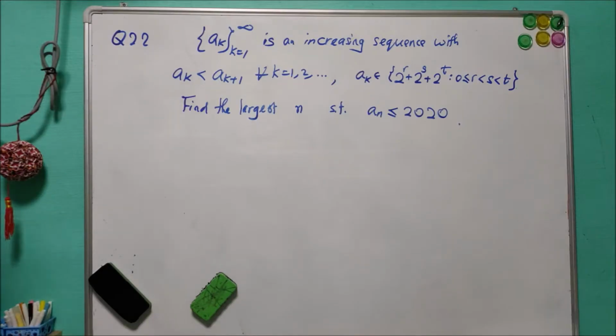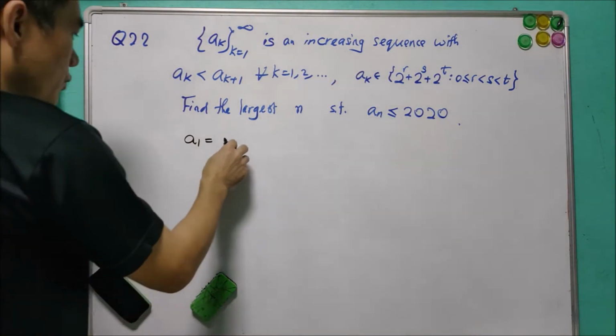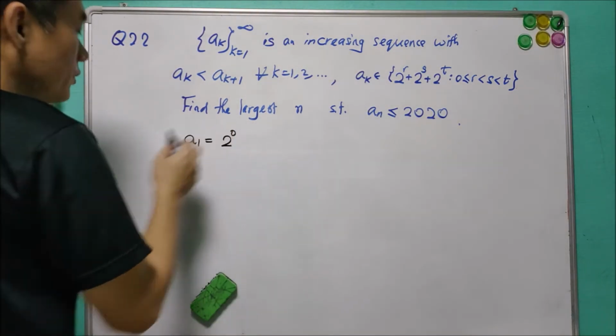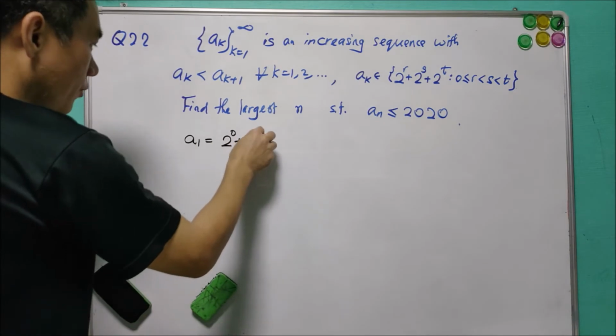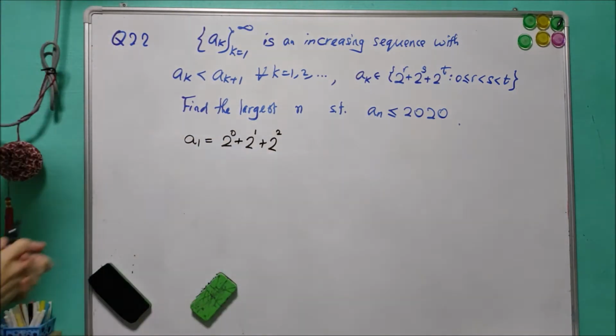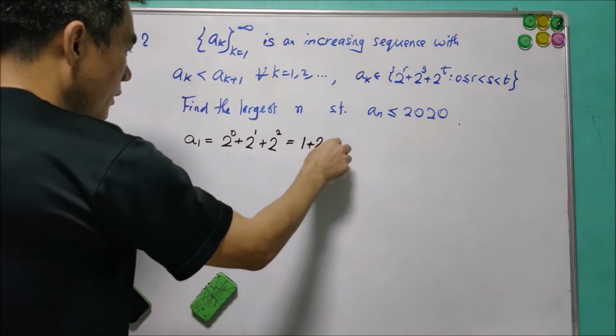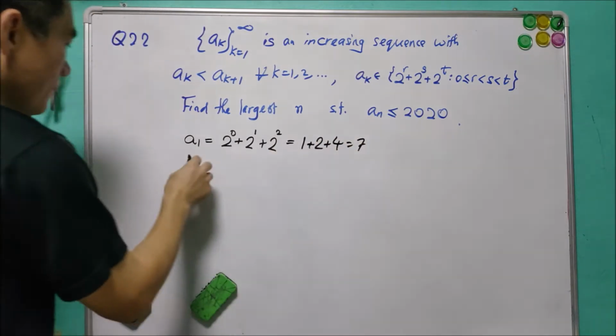Now we have to understand the meaning of this. For A1, it will be 2^0 + 2^1 + 2^2, that is 1, 2, and 4. This is 7.